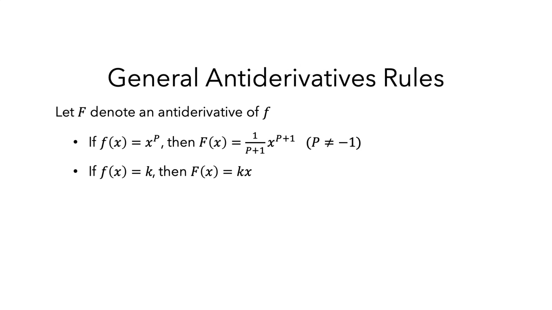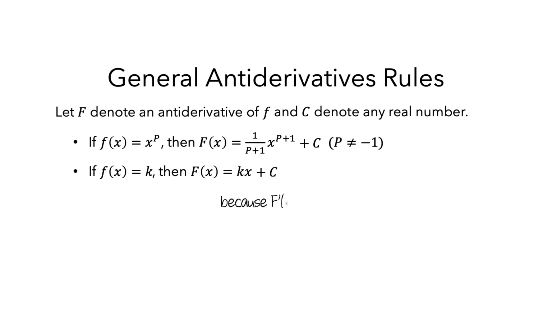Let capital F denote an antiderivative, and c denote any real number. To each of the formulas, we now add a plus c, creating a more general antiderivative. Both of these rules work because if you differentiate capital F, even with the plus c, you get little f.